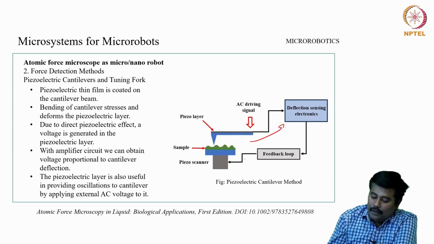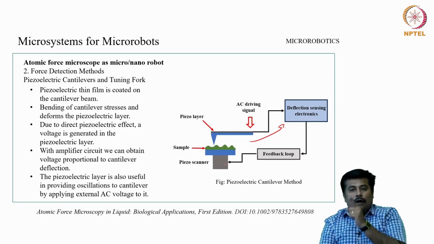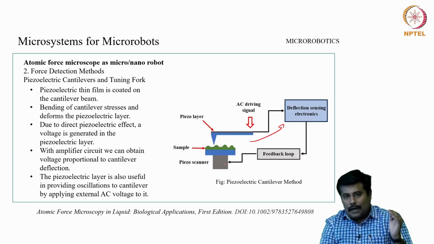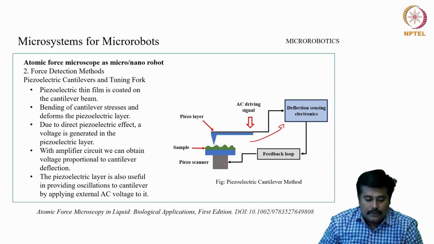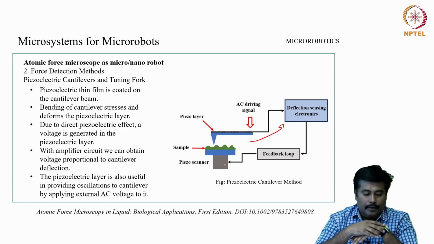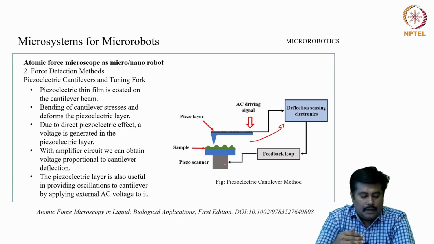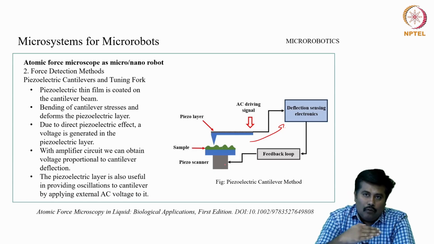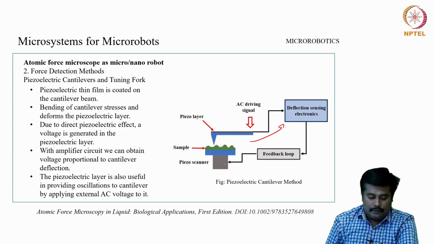there is a feedback loop which exists. From this feedback loop, the feedback is fed into the piezo scanner. So, based on the deflection of these piezo layers, an appropriate signal is fed into the piezo scanner and the movement of the piezo scanner is monitored. So, the piezoelectric thin film is coated on the cantilever beam. Bending of the cantilever beam stresses and deforms the piezoelectric layer. So, due to the direct piezoelectric effect, a voltage is generated in the piezoelectric layer, and with an amplifier circuit we can obtain the voltage proportional to the cantilever deflection.